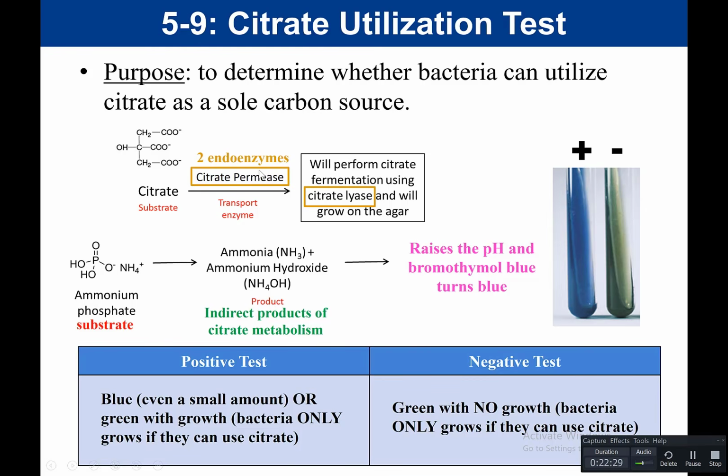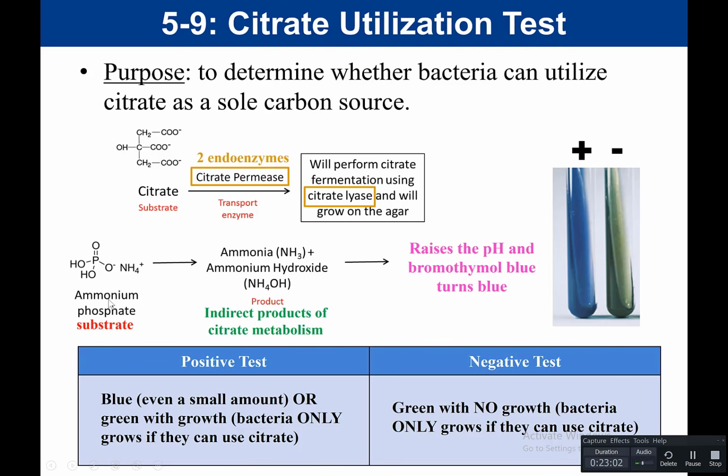If bacteria produce these two enzymes, the citrate permease and the citrate lyase, both enzymes are endoenzymes, they're within the cell. If bacteria possess these enzymes, then they can use citrate as their sole carbon source and they will grow. If they grow, right, they're using a carbon source. If they grow, they also need to utilize a nitrogen source.